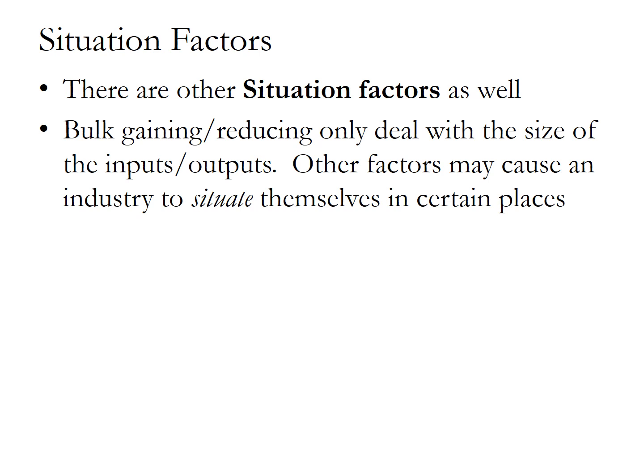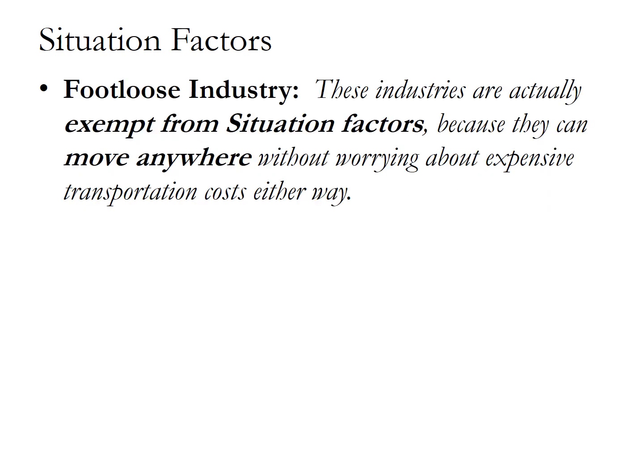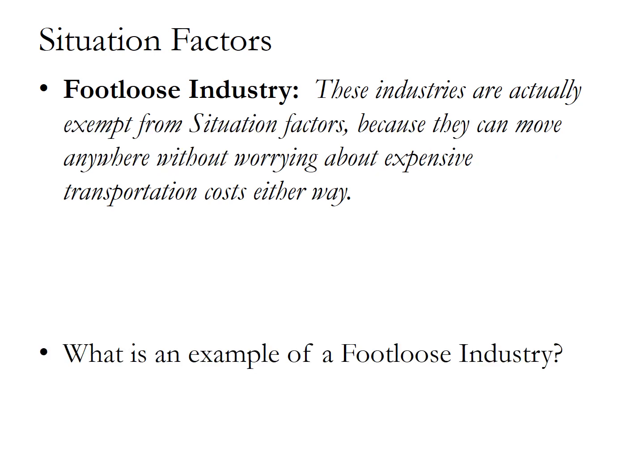Now, there are other situation factors as well. Bulk gaining industries and bulk reducing industries care about their inputs and outputs. But other types of industries might situate themselves differently. Now, one unique industry is a footloose industry. These industries are exempt from situation factors because they can move anywhere. Their industry literally does not have a transportation cost.